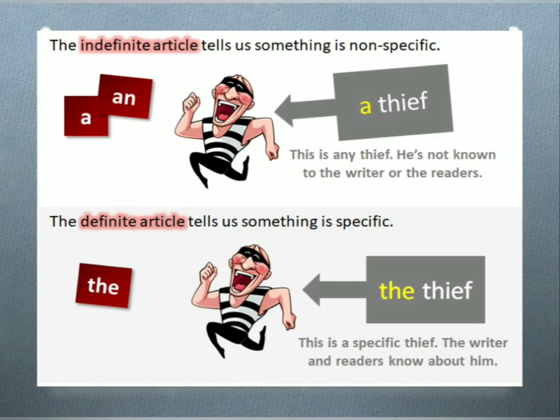Once again, I have given one more example to make it very clear. As you can see, in 2 examples, one is given as a thief and the second is definite, where it's given the thief. The difference is this: indefinite articles, a and an, talk about non-specific things like general things, whereas the definite article always talks about something specific and unique in itself.